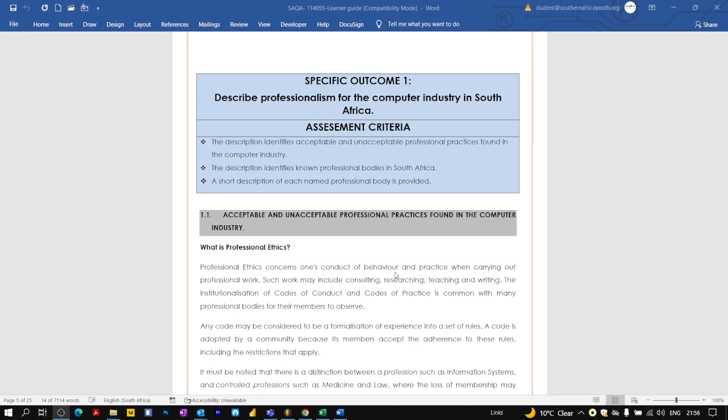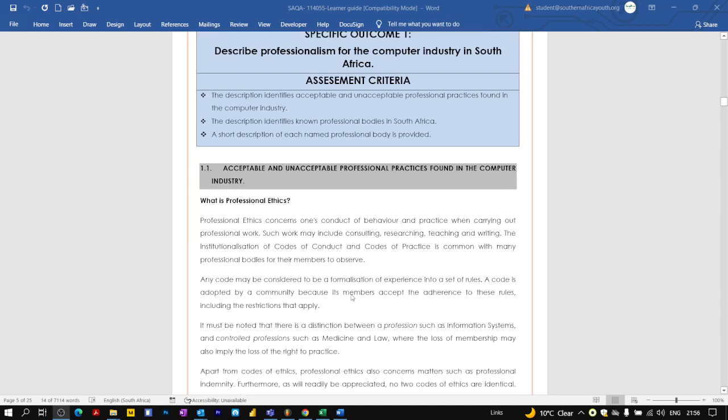For example, in my work that I do with you, there are certain things that are deemed professional, such as me respecting you and being able to train you. There are things that are deemed not professional, such as me disrespecting you as a student, and also maybe taking things which are out of context into class, or taking things which are personal into the class. So any code may be considered to be a formalization of experience into a set of rules. A code is adopted by a community because its members accept that adherence to these rules, including the restrictions that apply, can actually make it better for the community as a whole.